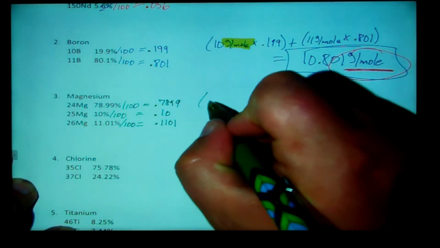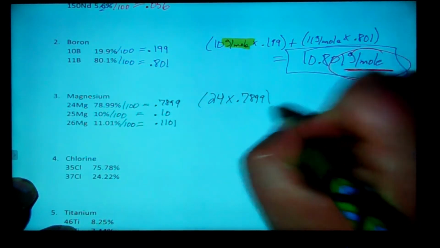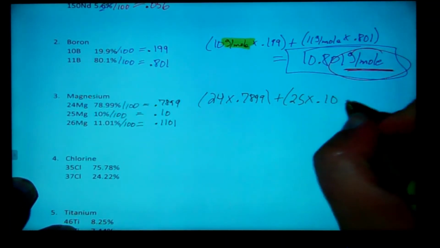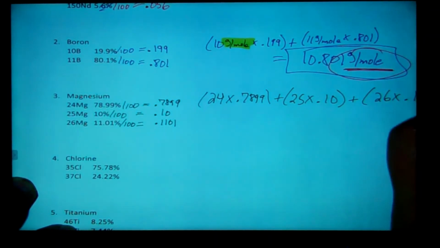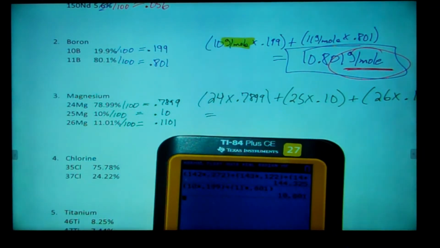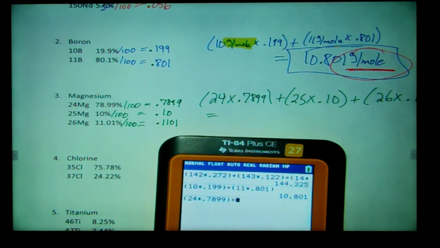So let's do 24 times 0.7899. You can put those units in there if you like. I'm not doing it to try and save time because I got a lot of videos I'm making today. 25 times 0.10, 26 times 0.1101. We do all that. Let's punch it in our calculator. So parentheses 24 times 0.7899 in parentheses plus 25 times 0.10 in parentheses plus 26 times 0.1101 in the parentheses. Hit enter.